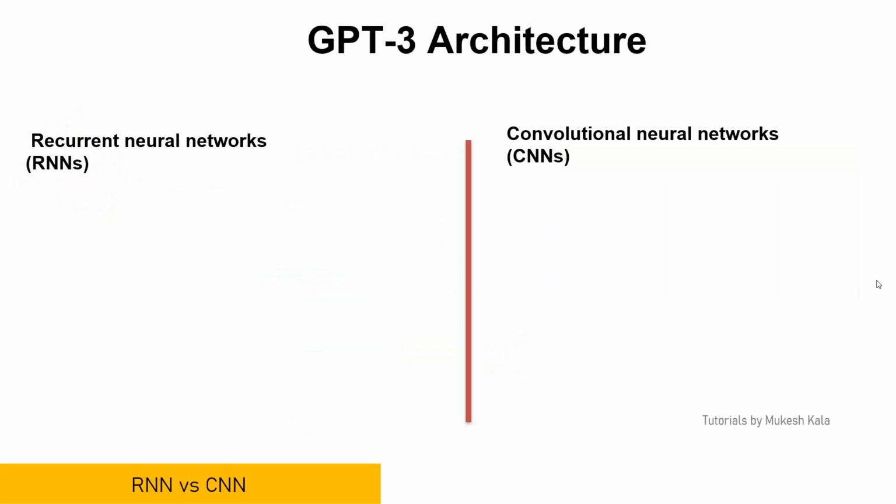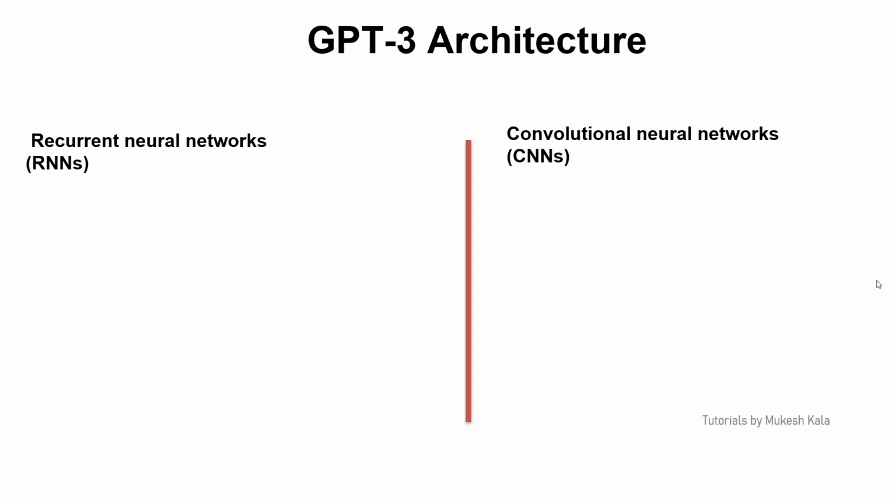Before going more into this architecture, we have to understand two things which are available when you are learning AI and ML, right? Previously, we used to have models which were called RNN and CNN. This is not a part of the GPT-3 architecture, but to understand the GPT-3 architecture, at least you need to have the basics of RNN and CNN.